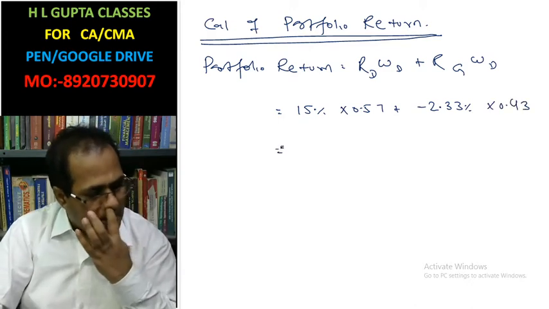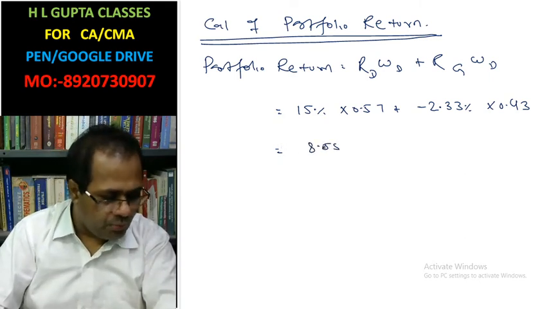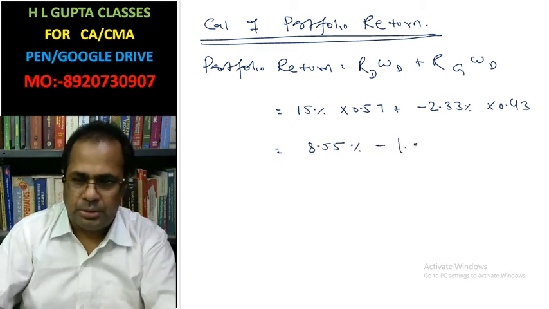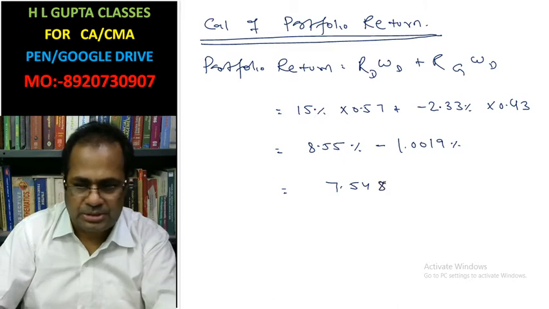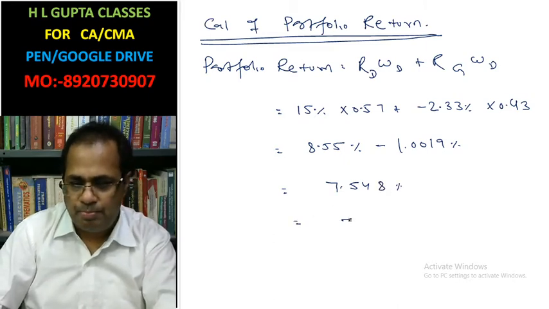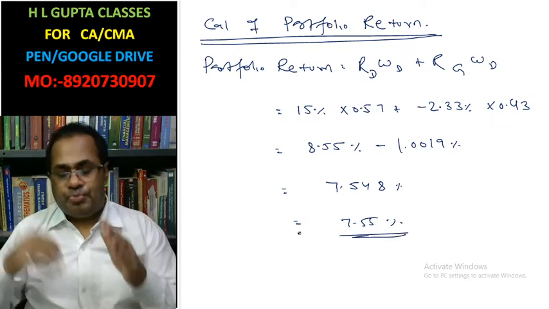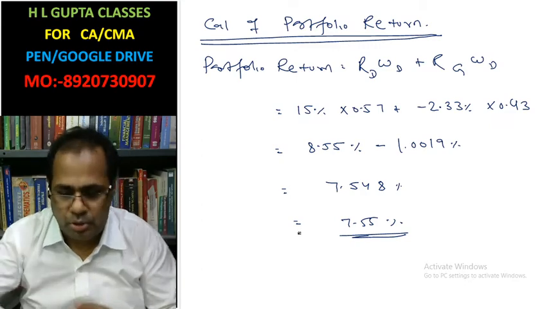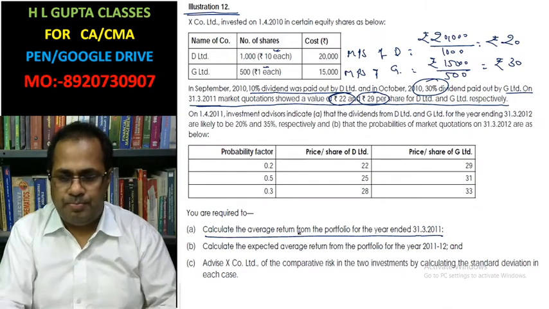What will be the return? That is 8.55% minus 1.0019%. This is 7.548%, 7.55%. This is your portfolio return from 2010 to 2011. Okay, now in the second part, what is it asking here?